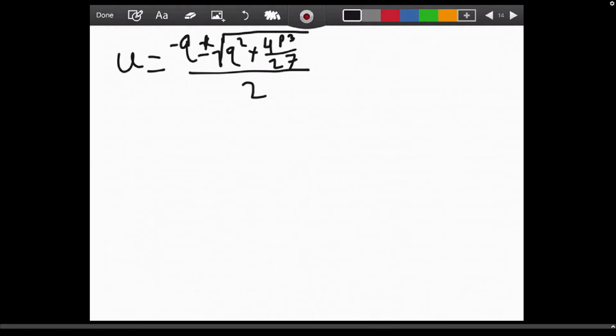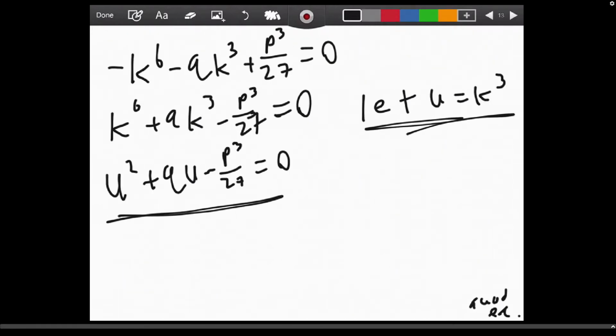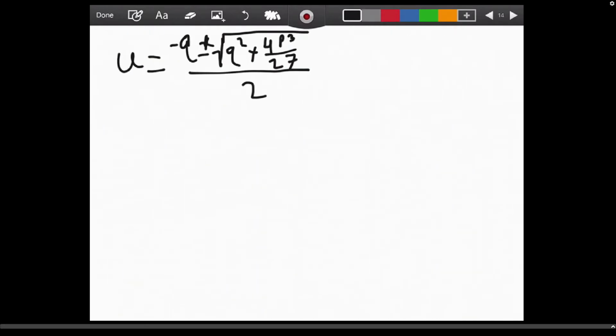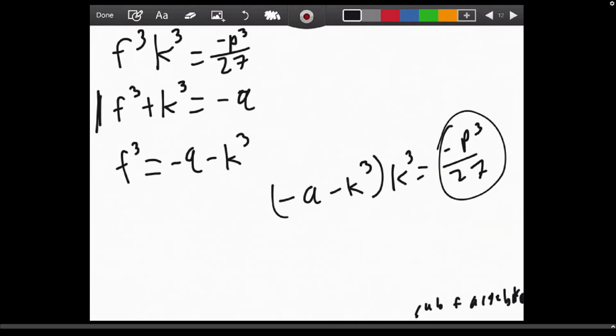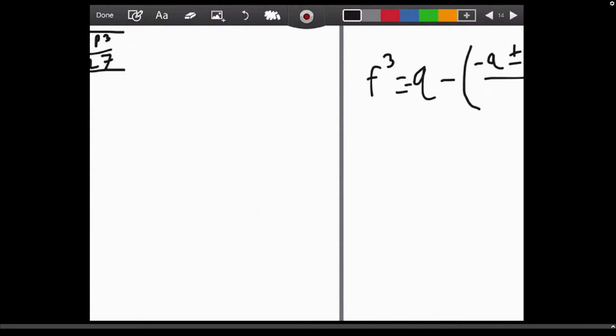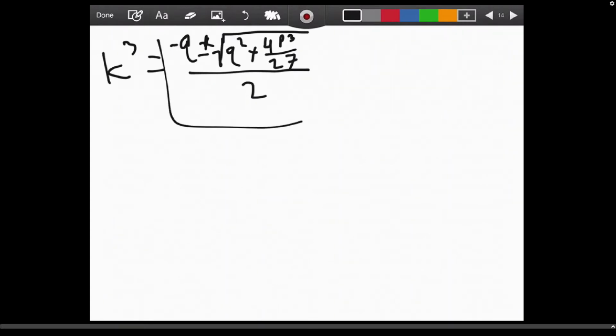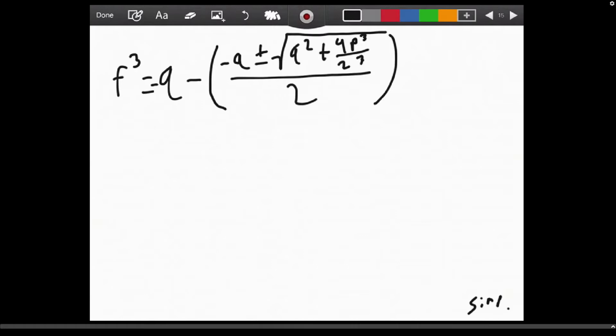And that gives us u equals negative q plus or minus square root q squared plus 4p cubed over 27, all over 2. The u here is equal to k cubed, so we can say that k cubed is equal to this. If you remember, we substituted f cubed for negative q minus k cubed. So if we know k cubed is equal to this, we can say that f cubed is equal to negative q minus all that.